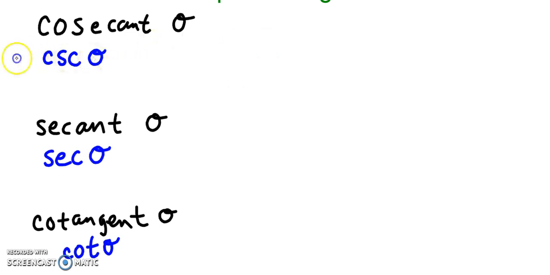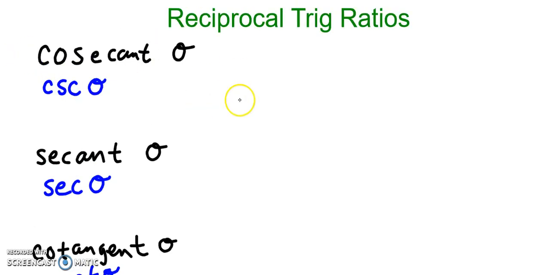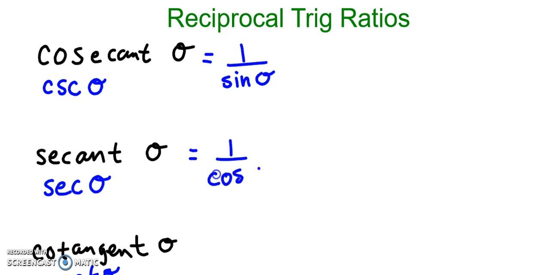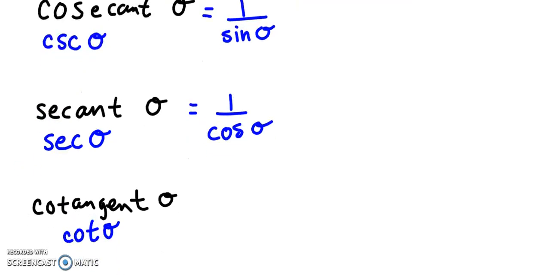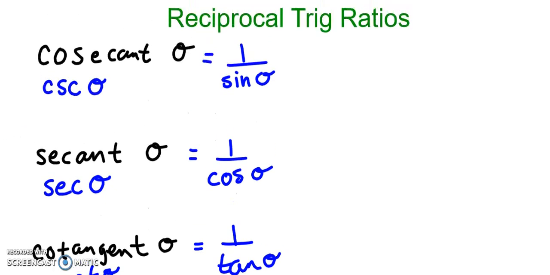So with this, we call them reciprocal identities for a reason, because they go with the three trig functions we've already learned. So our cosecant is actually 1 over sine theta. So whatever sine was, we just flip it, and that's your reciprocal for cosecant. Secant is 1 over cosine. And then for cotangent, it's just 1 over tangent.